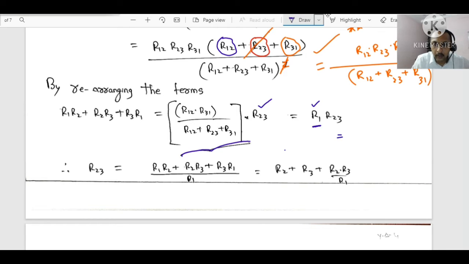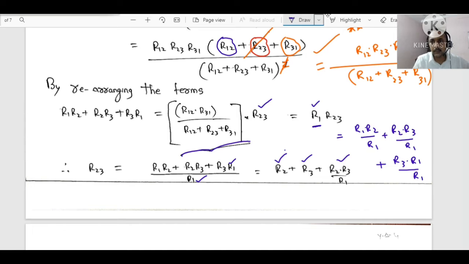If you simplify it further, R1 into R2 divided by R1, plus R2 into R3 divided by R1, plus R3 into R1 divided by R1. So this R1 gets cancelled, you will get R2. This R1 and this R1 will get cancelled, you will get R3, and R2 into R3 by R1. This term remains the same. That term remains the same. So this is very, very important.